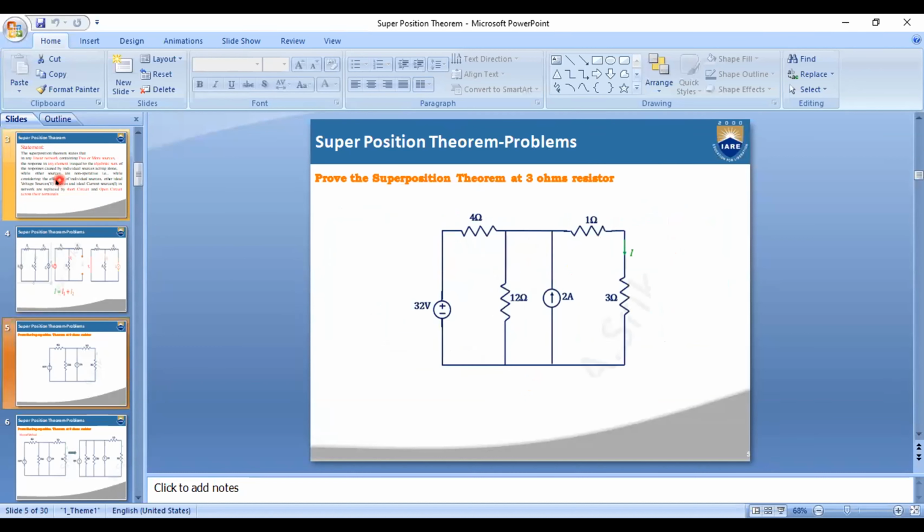I'm taking one example having two sources, 32 volts and 2 amps.